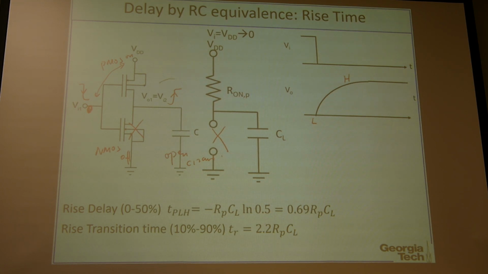And PMOS is like a resistor. This is an approximation. So if you think it's a resistor with this resistance R on P, or RP, then you can get the delay, because this is a first order RC circuit. And for an RC circuit, you know the time constant is defined as tau, which is this R times this C.